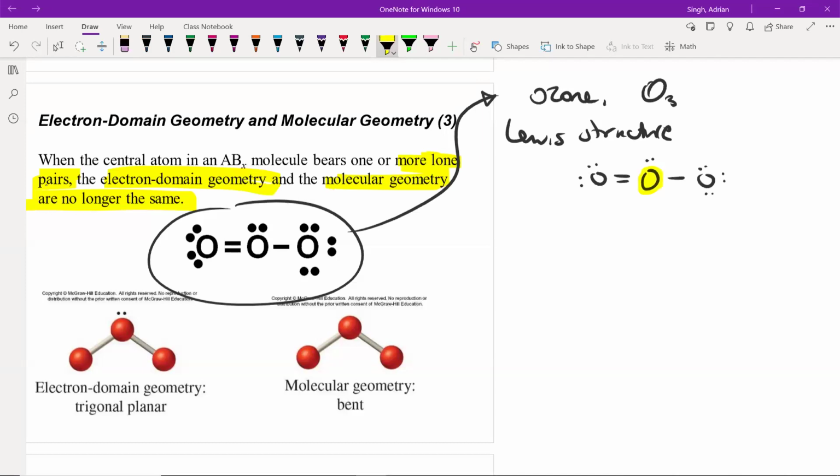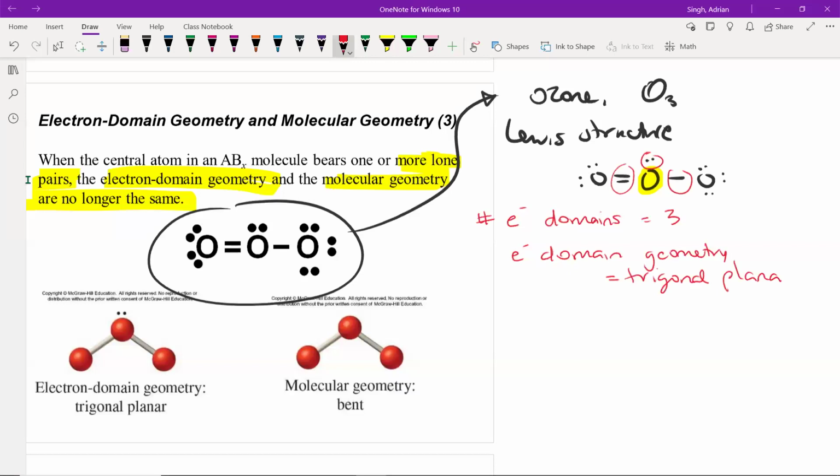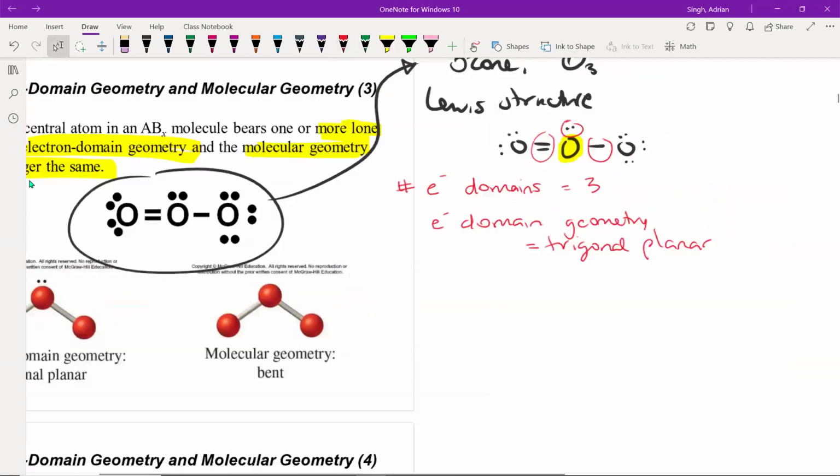There it is. There's a total of 3 electron domains: a double bond, single bond, and a lone pair. Okay, so the number of electron domains is 3. And according to the VSEPR model, the electron domain geometry will be trigonal planar. Okay, so I can draw that shape. I know what the trigonal plane looks like.